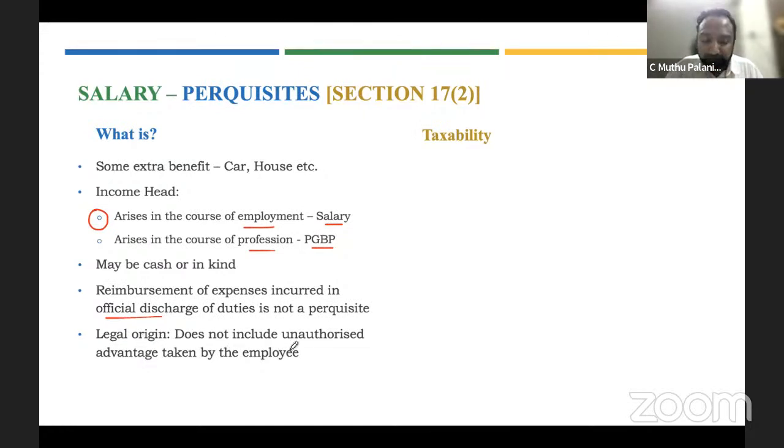Perquisite does not include unauthorized advantage taken by the employee. What do you mean by that? For example, if I'm eligible for a discount in ITC hotels, but the company is not giving me the authorization, and I'm going and misrepresenting and claiming that benefit, then that is not perquisite. Perquisite is what? Given by the employer voluntarily. He says, use my car, use my house. That is only perquisite, not taking any advantage.